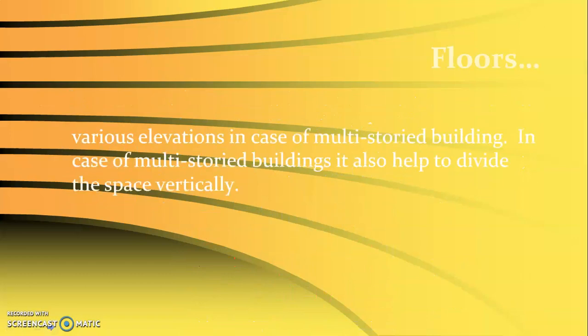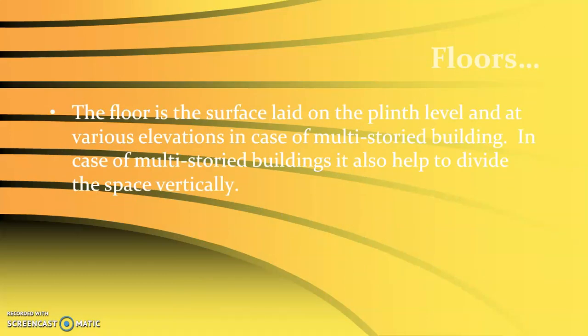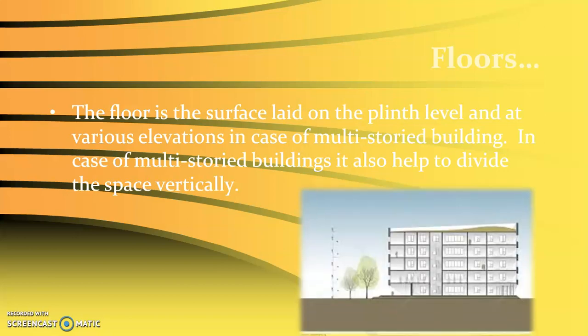Next is floors. The floor is the surface laid on the plinth level and at various elevations in case of multi-storied buildings. In case of multi-storied buildings, it also helps to divide the space vertically. Generally, the terminology used to denote the different floors in multi-storied buildings is ground floor, first floor, second floor, and so on. So they generally denote the different elevations from the ground level.